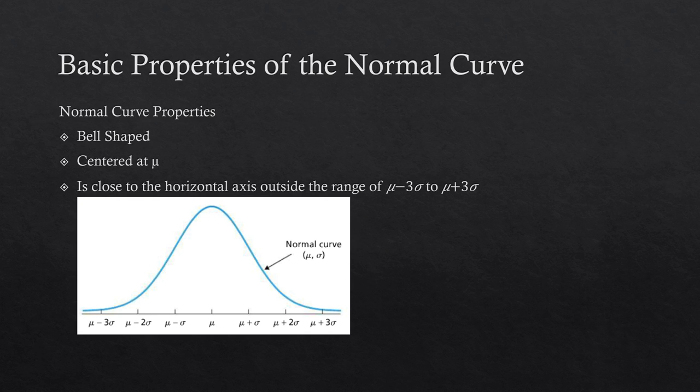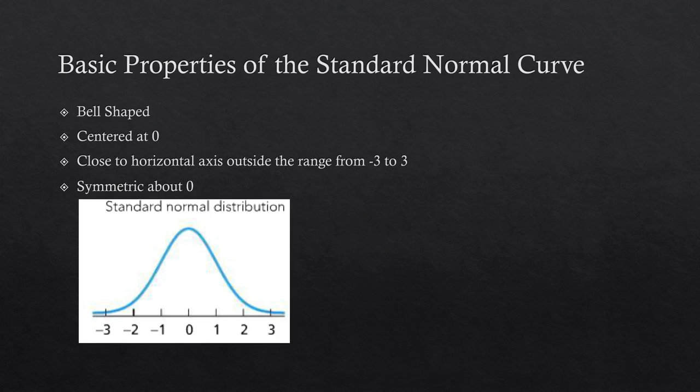Now, if you remember, we took the z-score, the standardized variable, and we standardized this normal curve. Once we changed everything to z-scores, it was still bell-shaped. It was still centered at the mean, but the mean in terms of z-score, remember, is 0, and it gets close to the horizontal axis outside the range of -3 to 3, and it's symmetric about 0. That's kind of a review of what we talked about in section 6.1.